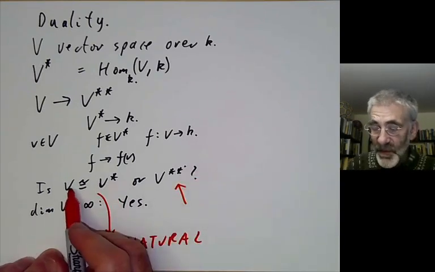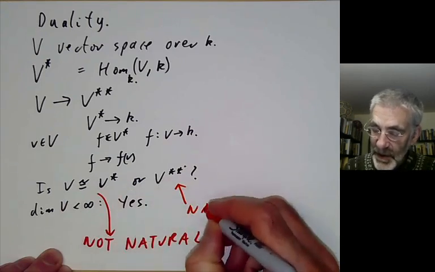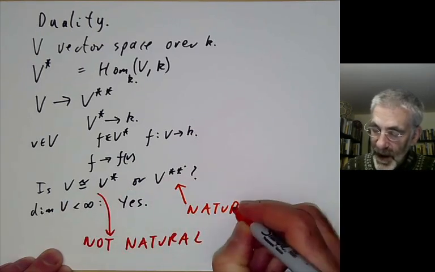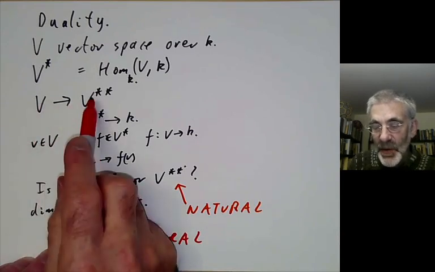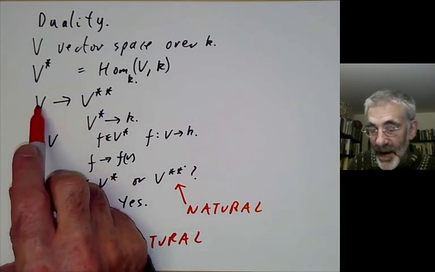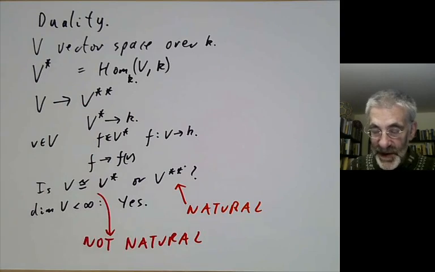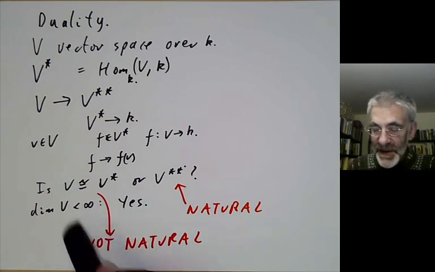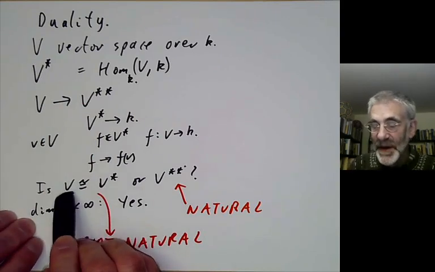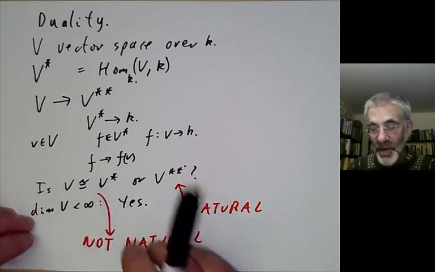However, the isomorphism from V to its double dual is natural, because we've defined this map from V to its double dual, and if V is finite dimensional, this is actually an isomorphism. So in some sense, the isomorphism between V and its double dual is much better than the isomorphism between V and its dual.